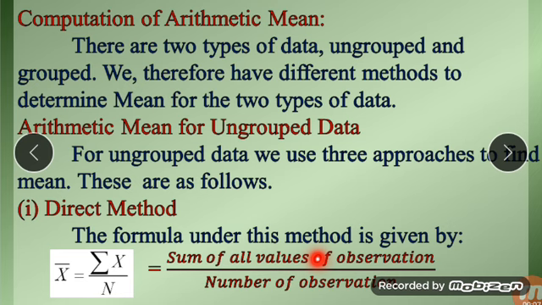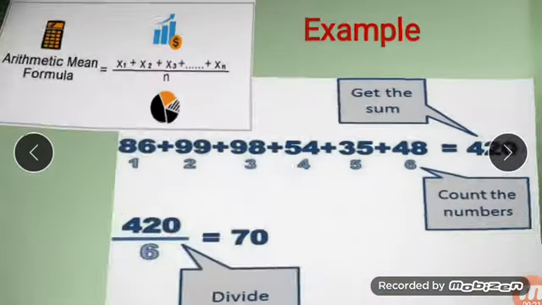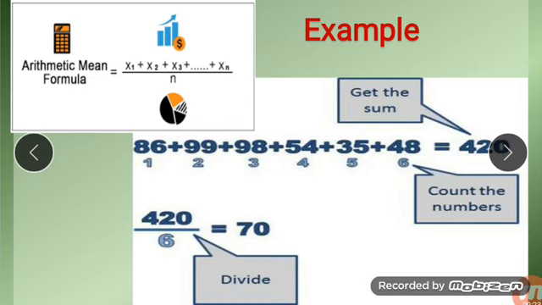The formula under this method is given by x bar is equal to summation x divided by n. In the direct method, we directly add the values and divide by the number of observations. This is very simple. As in the arithmetic mean formula, we are going to add all the observations and divide this by the number of observations.